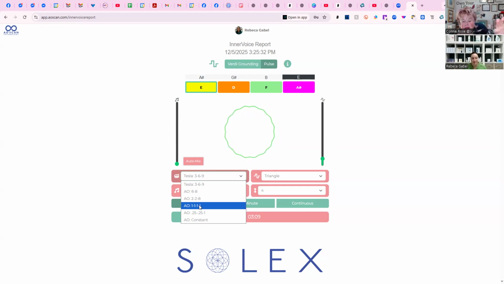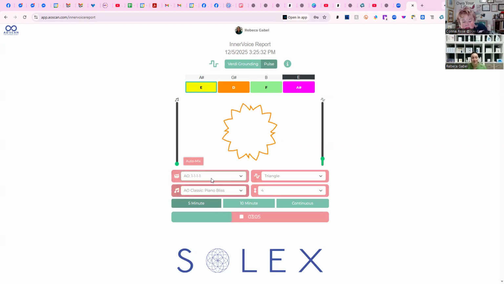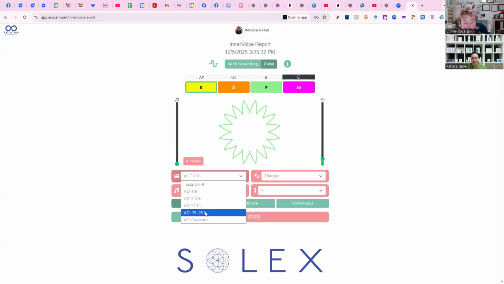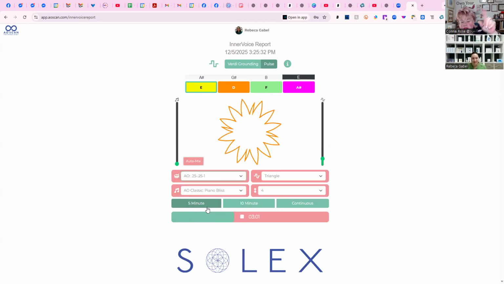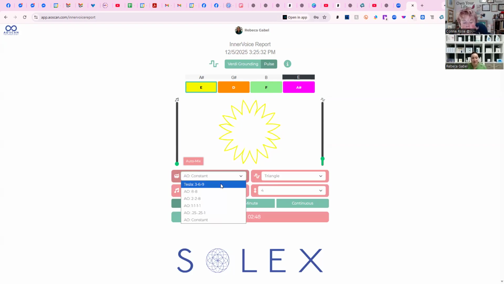Here, this one is like a heartbeat. It's every second. Do you see that? 1, 1, 1. Okay? Or you could do the short, short, long, short, short, long, short, short, right? Or constant. And it just plays. Okay? Any questions about the frequency of the waveform? Total personal preference. Okay? There's not one that's better than the other. It's just personal preference.